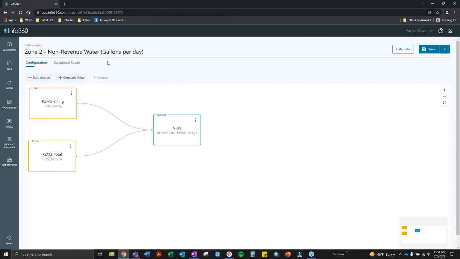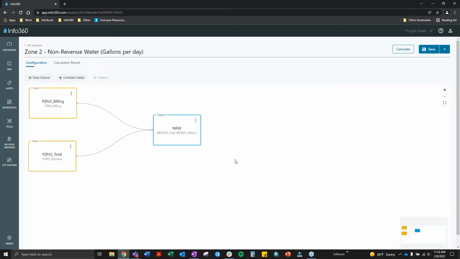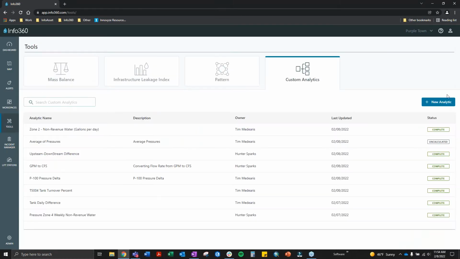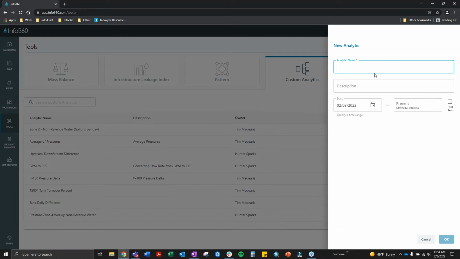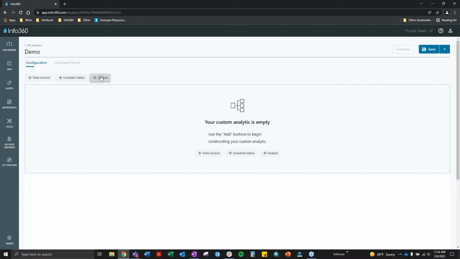But when you're creating these custom analytics, you can also create a constant value so that you can subtract that different pump head, different tank head. And then I will go ahead and create a new analytic, name it demo, just so that I can show you what it is like when you are actually creating an output.